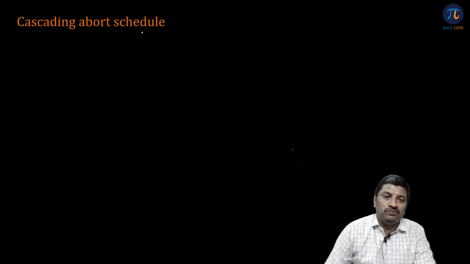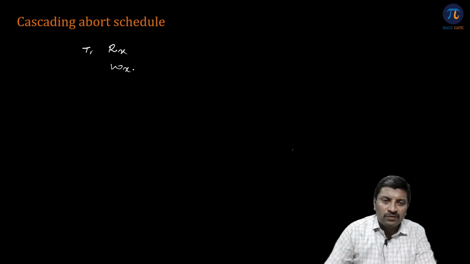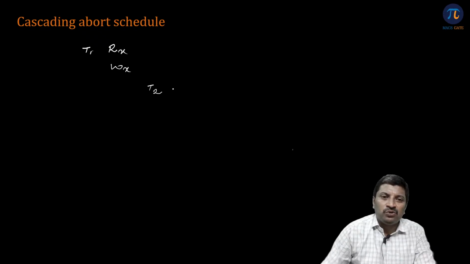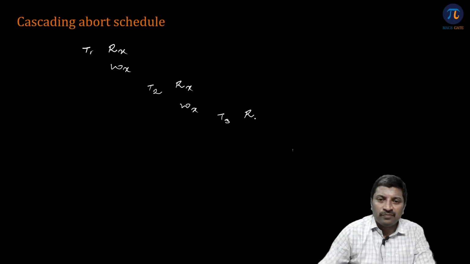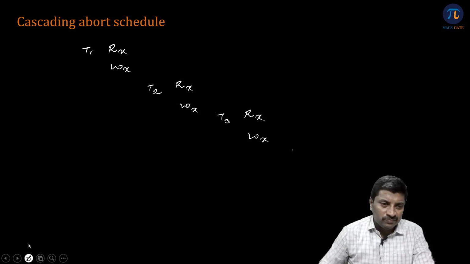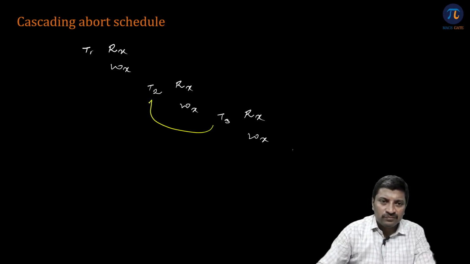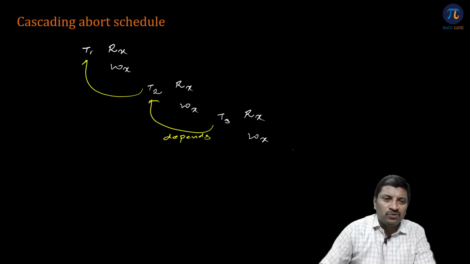Cascading abort schedule. What is a cascading abort schedule? Suppose T1 is having the values, then T2 is reading the value of X. Let us assume I have T3, which also does this. That means T3 depends on T2, and T2 depends on T1.